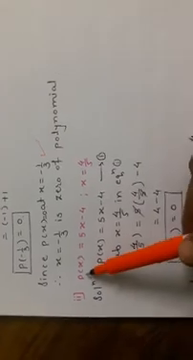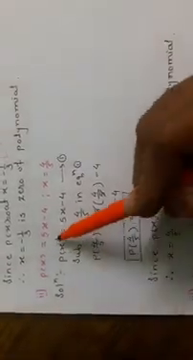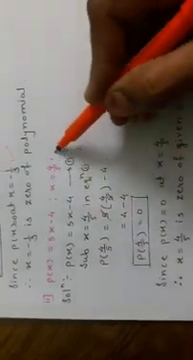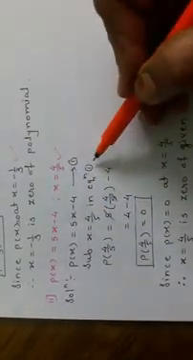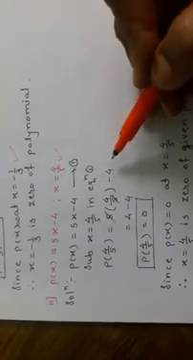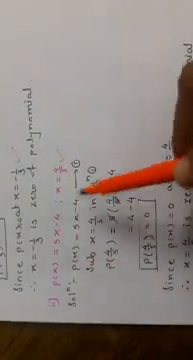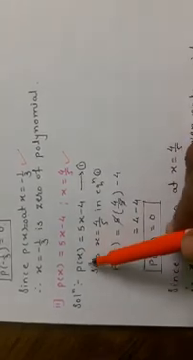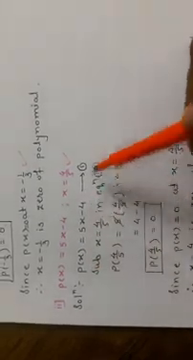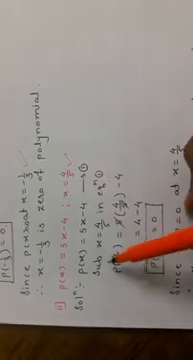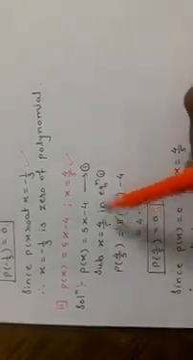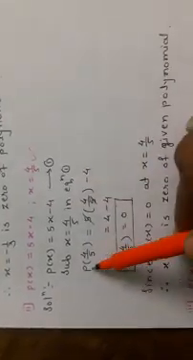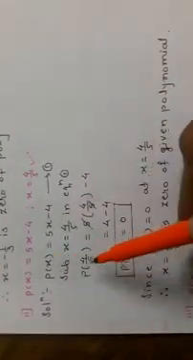Second problem: the polynomial p of x they have given is 5x minus 4, and they have asked whether x equals 4 by 5 is a zero of the polynomial or not. So how will we solve this? P of x equals 5x minus 4, we will call this 1. We will substitute x equals 4 by 5 because we have to check this value in equation 1.